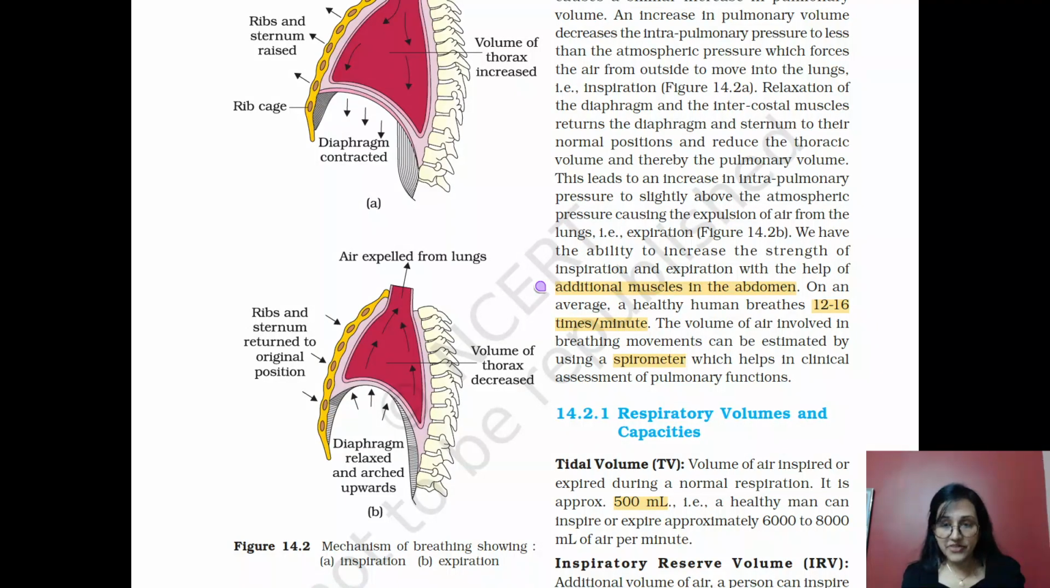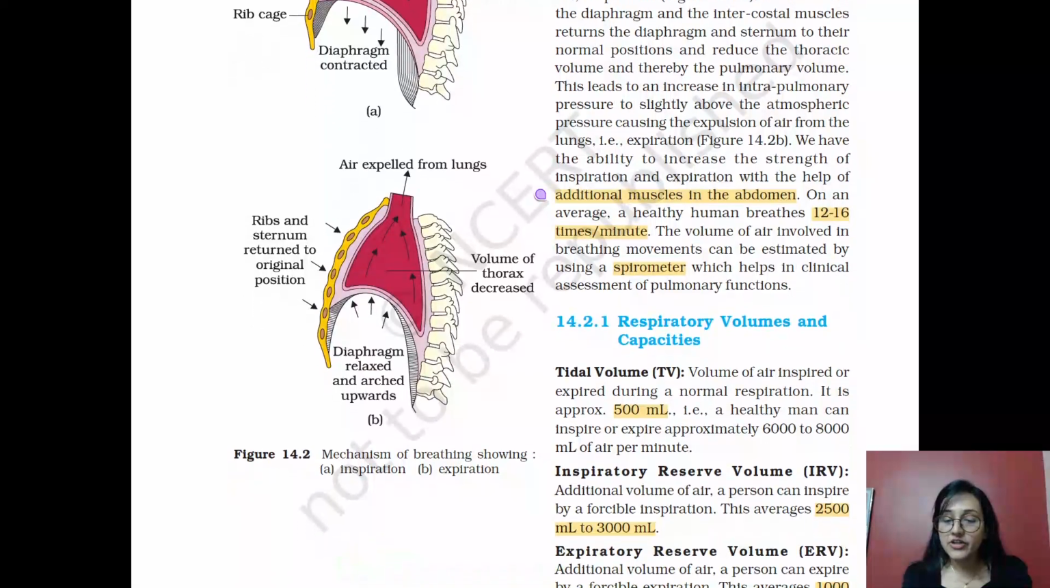The volume of air involved in breathing movements can be estimated by using a spirometer, which helps in clinical assessment of pulmonary function. So the spirometer is very important as it has a clinical implication. It assesses the pulmonary functions by measuring the volume of air that is involved in each breathing movement. Because in some diseases, the volume of air decreases substantially.